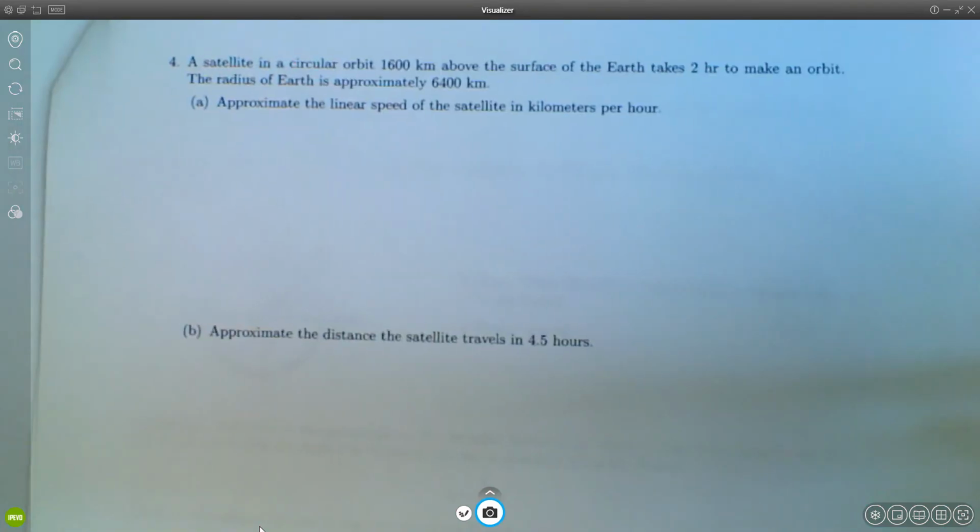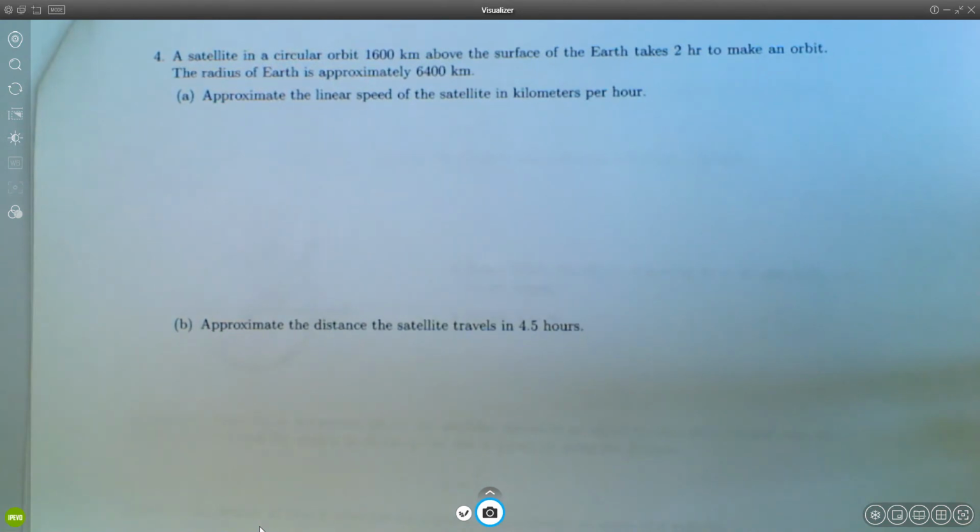Okay, so I think you kind of get the idea. Probably we'll look at one more example. It says a satellite in a circular orbit 1,600 kilometers above the surface of Earth takes 2 hours to make an orbit. The radius of Earth is approximately 6,400 kilometers. Part A says approximate the linear speed of the satellite in kilometers per hour.